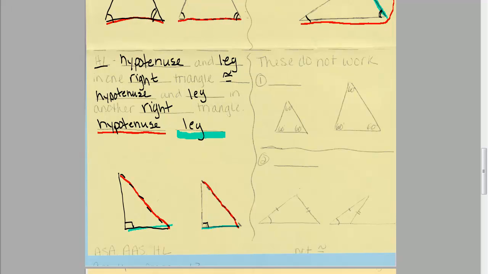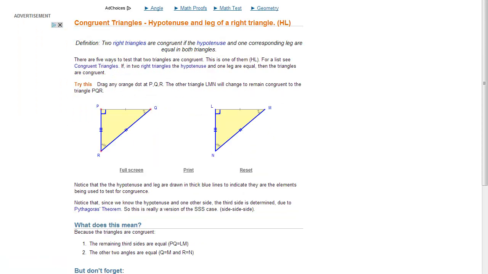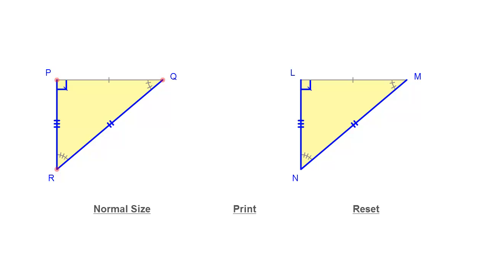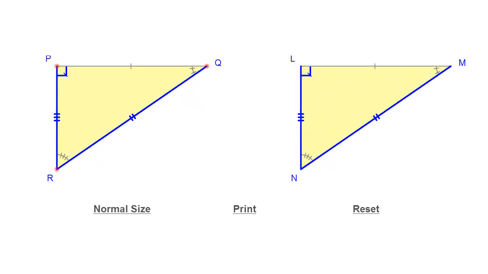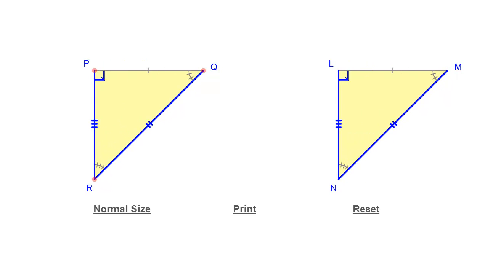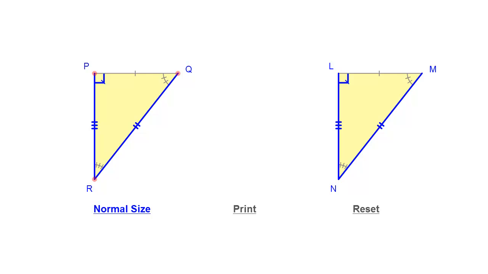So hypotenuse leg. So what that looks like on this website is we have the hypotenuse of both right triangles, and then the leg of both right triangles are congruent. So no matter how I move this left one, it will always stay right, first of all. And the right one has to move with it, okay, because they will be congruent.